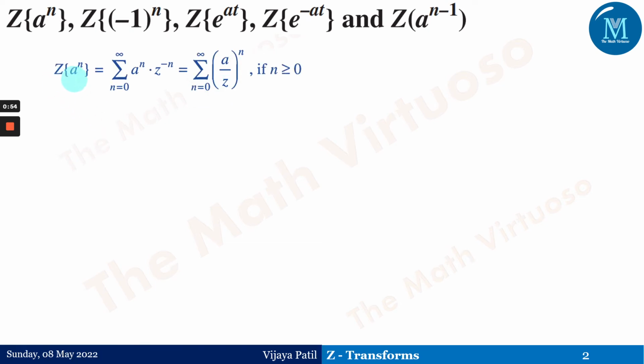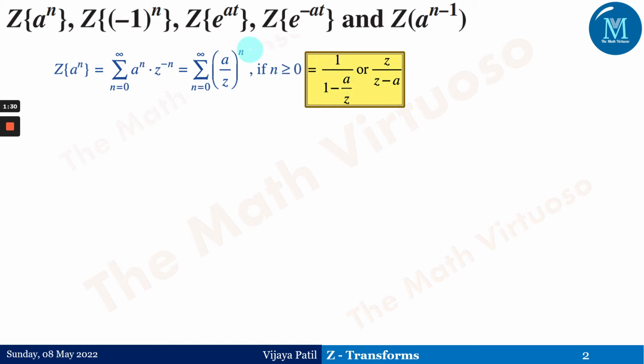Now Z transform of a to the power n is the summation of a to the power n z to the power minus n, where n is moving from 0 to infinity, because of the definition of the Z transform. This a to the power n into z to the power minus n can be written as (a by z) to the power n, n moving from 0 to infinity, and n is greater than or equal to 0. Suppose we start putting the values of n equals 0, 1, 2, 3 and so on. We are going to get this as a series.